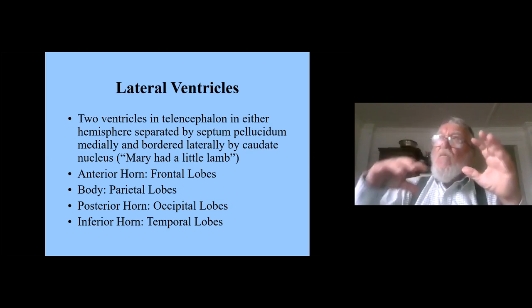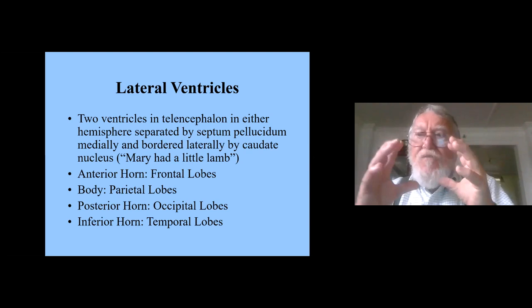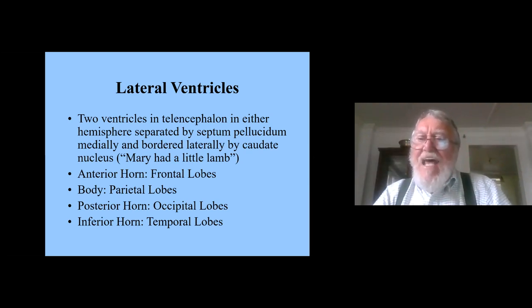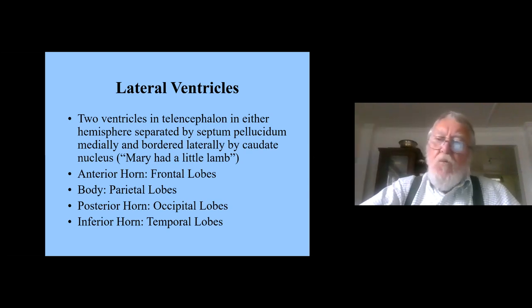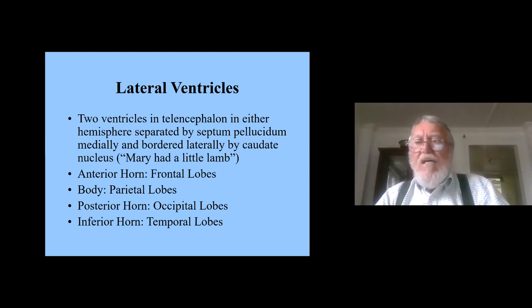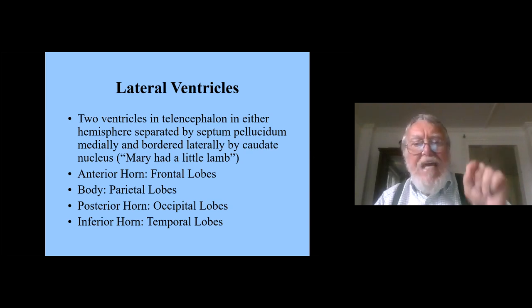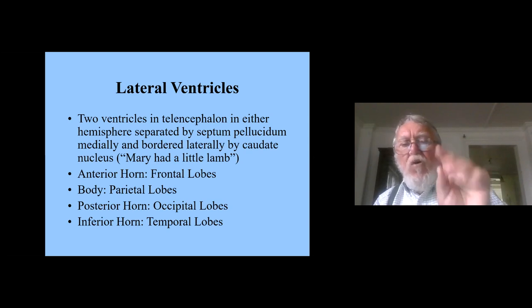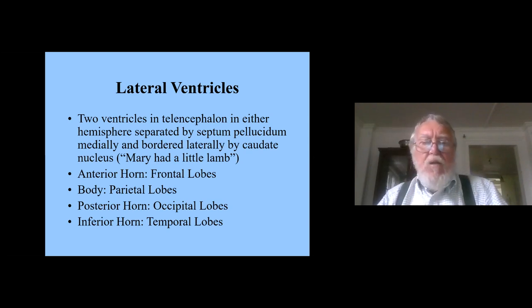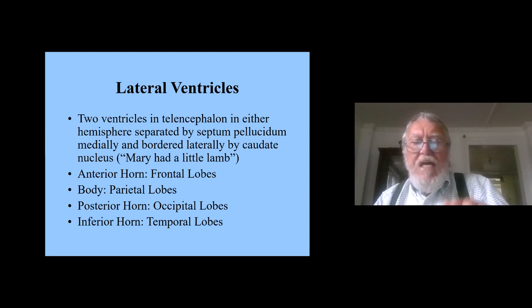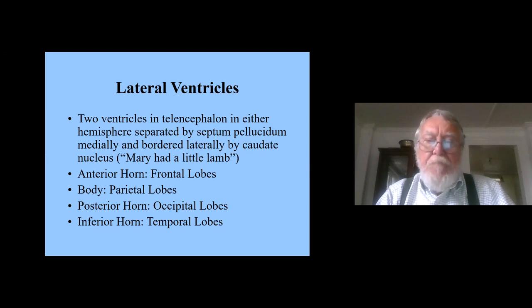If you remember, when we took that very large area of the inferior frontal gyrus, we divided it into three parts: a pars opercularis, a pars triangularis, and a pars orbitalis. Here, we're taking the lateral ventricles and talking about the anterior horn of the lateral ventricle, frontal lobe; body of the lateral ventricle, parietal lobe; posterior horn of the lateral ventricle, occipital lobe; inferior horn of the lateral ventricle, temporal lobe. Okay? Does everybody sort of understand that?